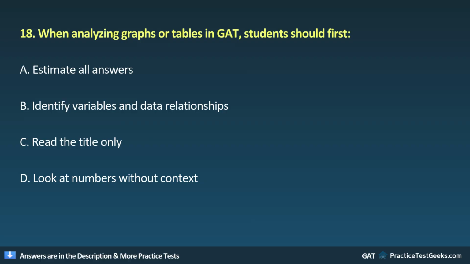18. When analyzing graphs or tables in GAT, students should first A. Estimate all answers. B. Identify variables and data relationships. C. Read the title only. D. Look at numbers without context.